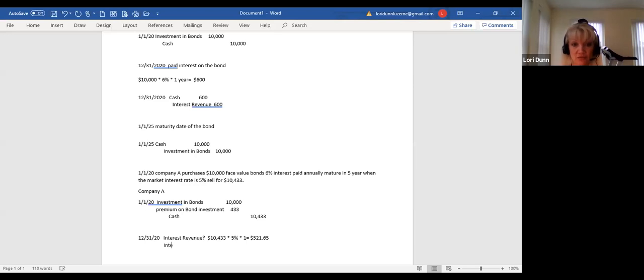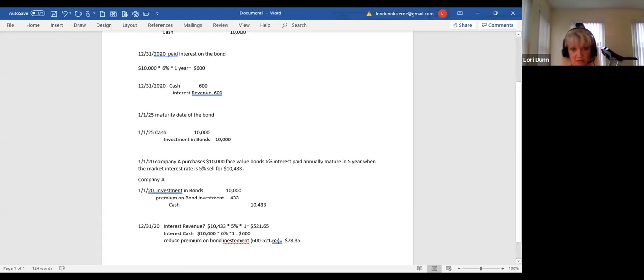How much interest are we going to receive in cash? $10,000 times 6% times 1. So the difference, $600, is how much we will reduce the premium on bond investment. It'll be the 600 minus 521.65. So I'll show you that in a journal entry. $78. So of that 433 we prepaid, we're going to take $78.35 out of it now, or reduce it.